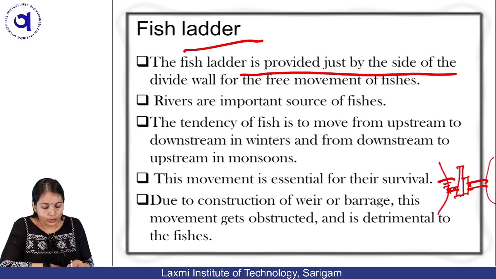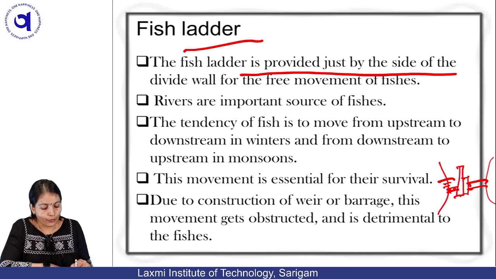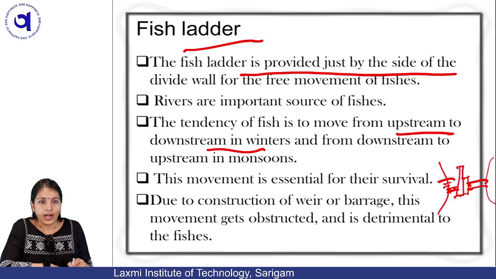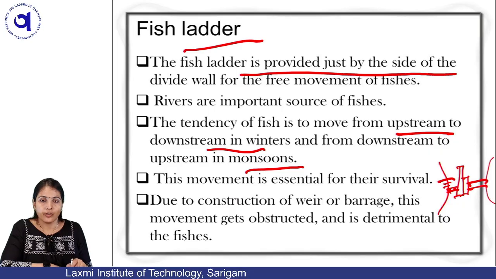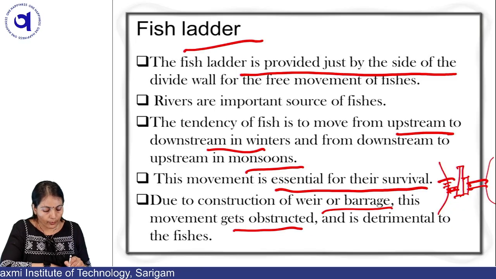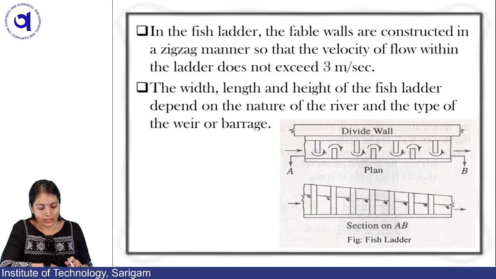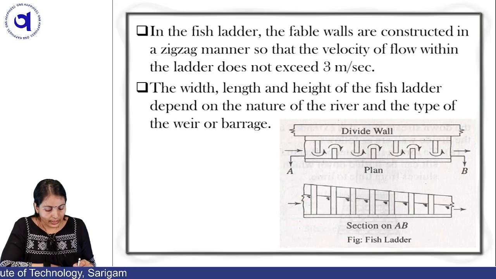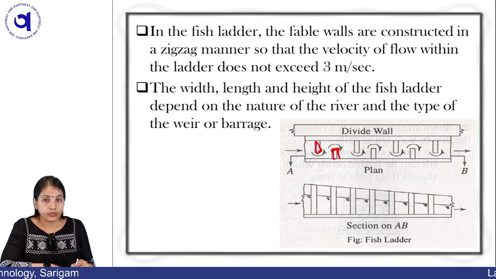Rivers are an important source of fish. The tendency of fish is to move from upstream to downstream in winter, and from downstream to upstream in monsoon. Because of this habit of the fish, we provide a fish ladder, and the movement is essential for their survival. Due to construction of the weir or barrage, this movement gets obstructed, which is detrimental to fishes. You can see in the picture that we provide the fish ladder to minimize the velocity of the water by having this zigzag portion. And one slope we provide for better movement of the fish.